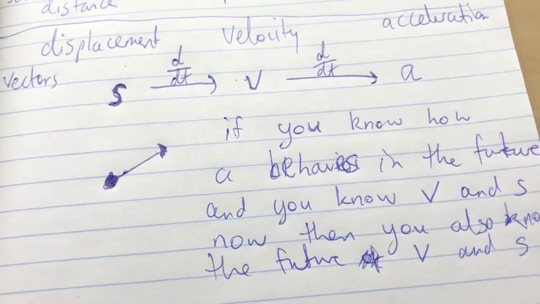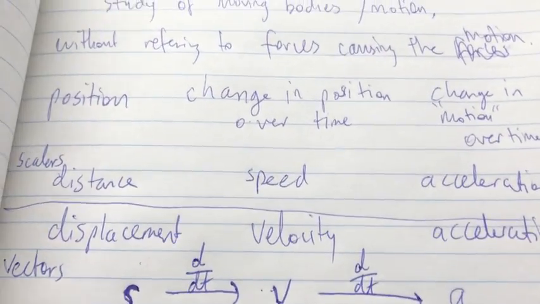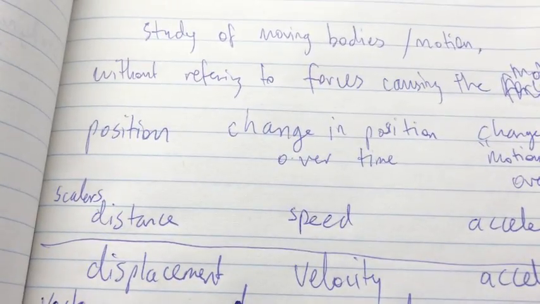So if you just knew something about its acceleration, you could guess a moment in the future on its velocity, which will also tell you a little bit about the position. Okay, so that's an introduction to kinematics, and then we'll look at the equations of motion next.